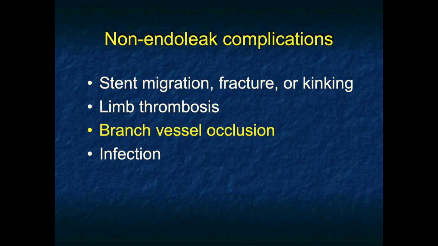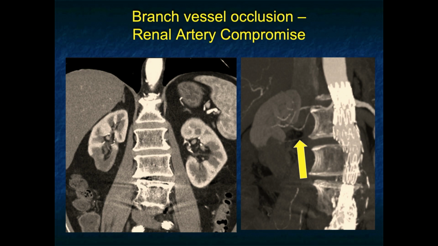Now, people talk about branch vessel occlusion as one of the complications. The reality is particularly in patients with multiple renal arteries, it's not uncommon to get branch occlusion of renal artery branches, and we see that all the time. You can see very nicely, here's a typical appearance, nice renal cortex. Here is decreased enhancement and loss of cortex.